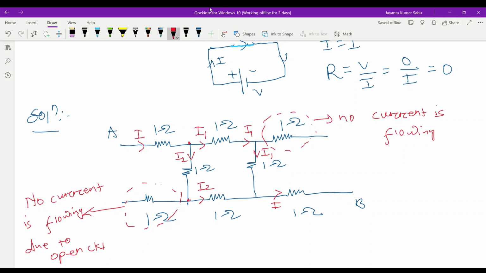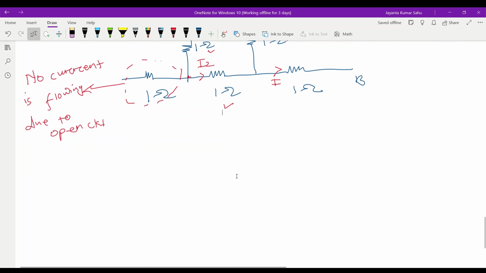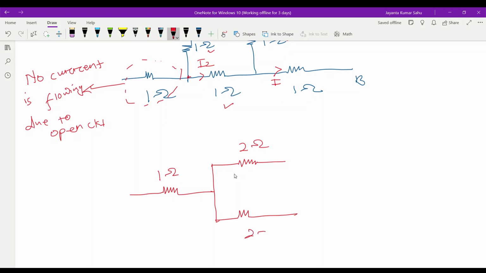Now what do we get? This 1 ohm and this 1 ohm are connected in series, and this 1 ohm and this 1 ohm are connected in series, because the same current is flowing. We get this type of circuit now. This is 1 ohm. Since these two are connected in series, what is the equivalent resistance? 2 ohm. Here also 2 ohm. 1 plus 1, 2 ohm. And here 1 ohm is added.